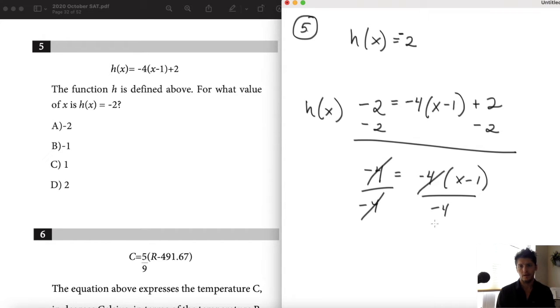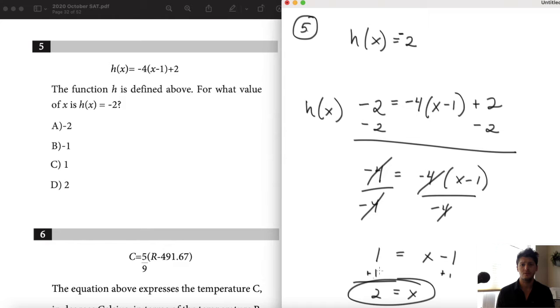I get 1 on the left. -4 divided by -4 is 1. And then this is just x minus 1 now. So now x equals 2 when you add 1 to both sides. 2 equals x. And I was just kind of checking real quick, is that what they wanted? They want what value of x? Yeah, sometimes there's an extra step, and that'll happen on later questions probably.